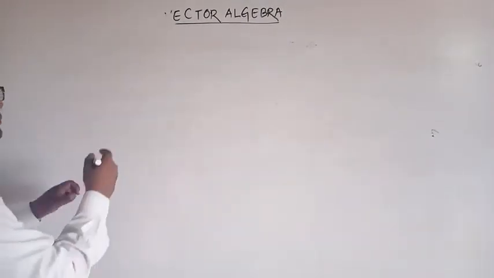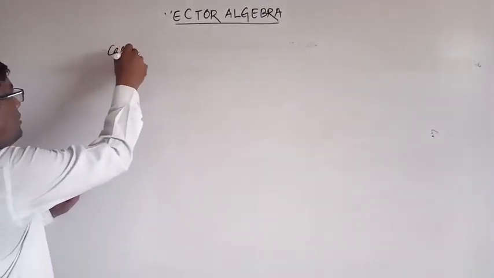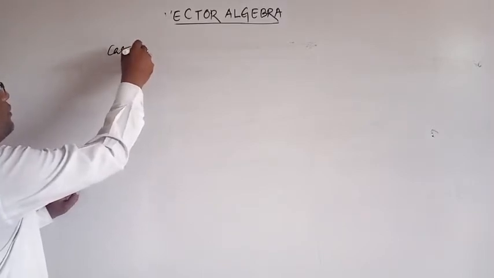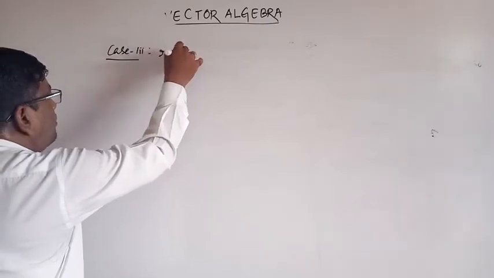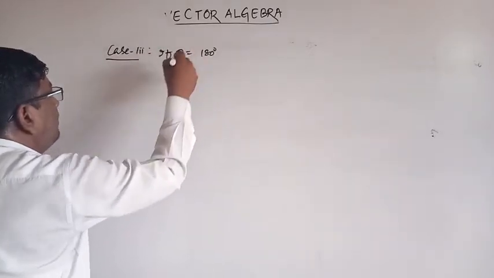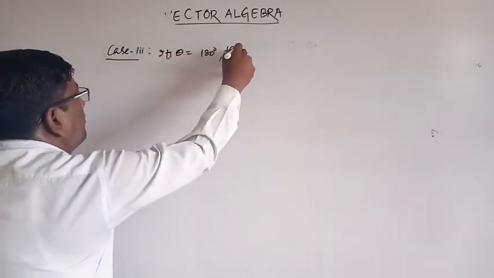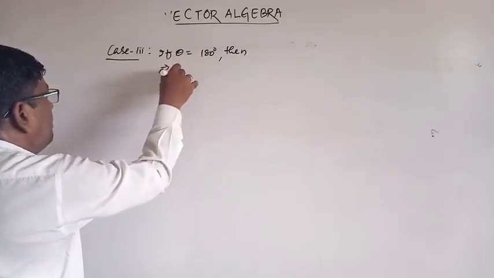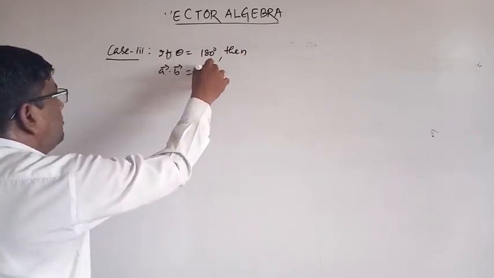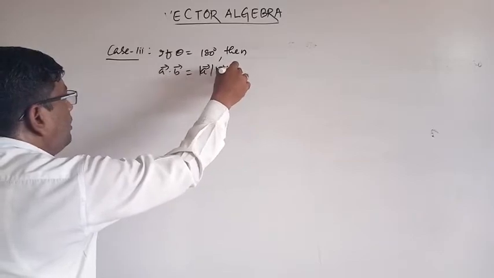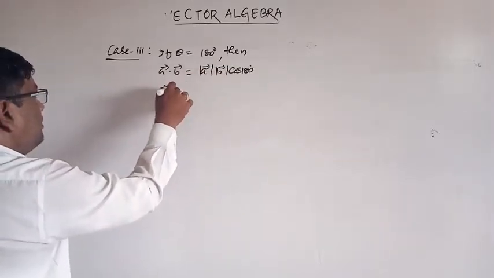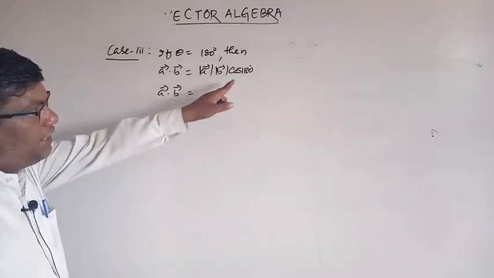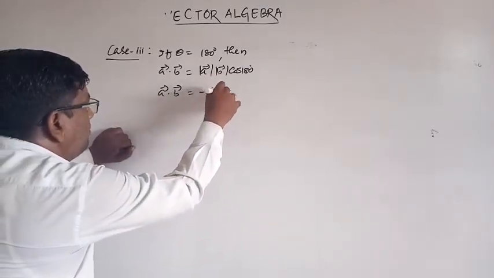Now case 3: if theta is equal to 180 degree, then A dot B is equal to what? Magnitude of A, magnitude of B, and cos 180 degree. Cos 180 degree value is -1, so A dot B is equal to minus AB.